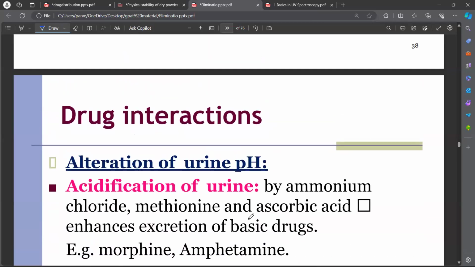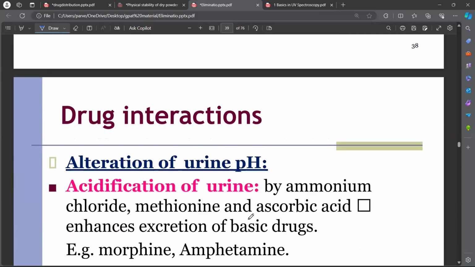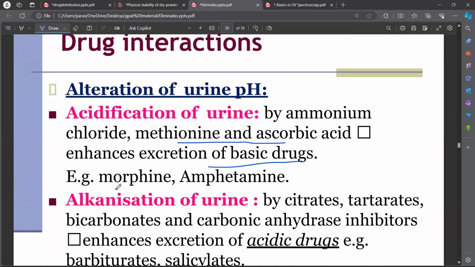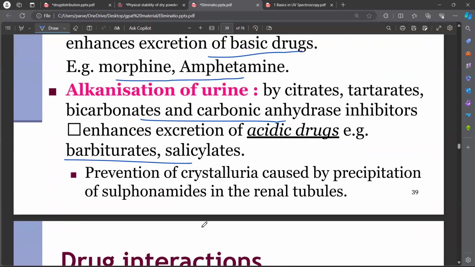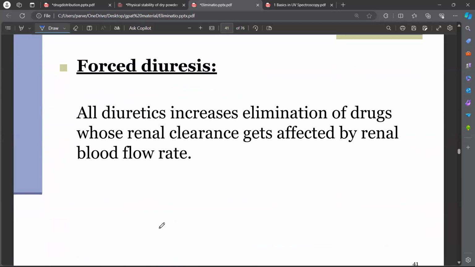Next, alteration of the urine. By acidification and alkalization of the urine, we can selectively eliminate a drug from the body. For example, acidification by ammonium chloride, methionine, and ascorbic acid can be used to eliminate basic drugs, for example morphine and amphetamine. By citrates, tartrates, and bicarbonates, acidic drugs can be eliminated. Probenecid and cimetidine are competitive inhibitors of the organic cationic transport system.